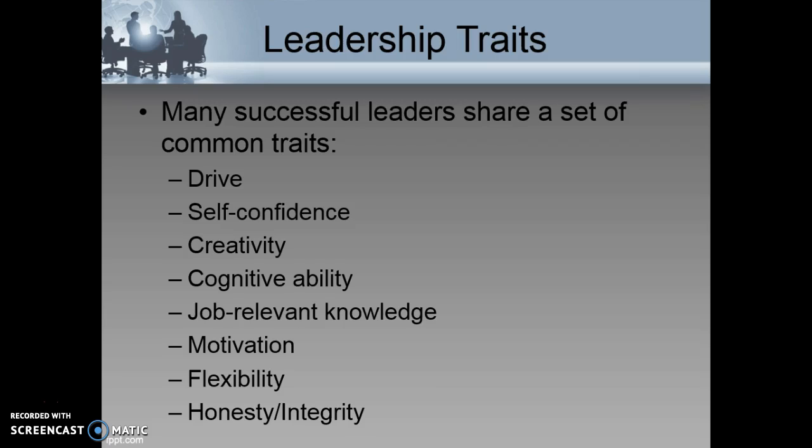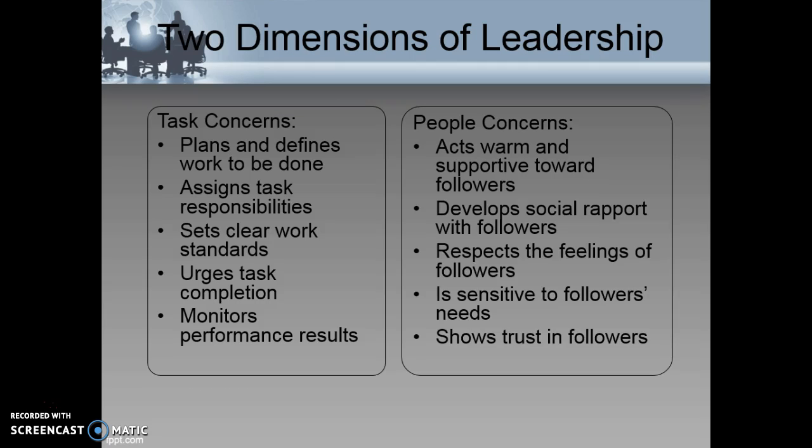They're creative. They have a high cognitive ability. In other words, they are highly intelligent and are able to interpret information and apply it appropriately. They have a high level of job-relevant knowledge. They're motivated. They're highly flexible so they can adapt to fit the needs of every situation that occurs, and they're viewed as being very honest and have a high level of integrity.